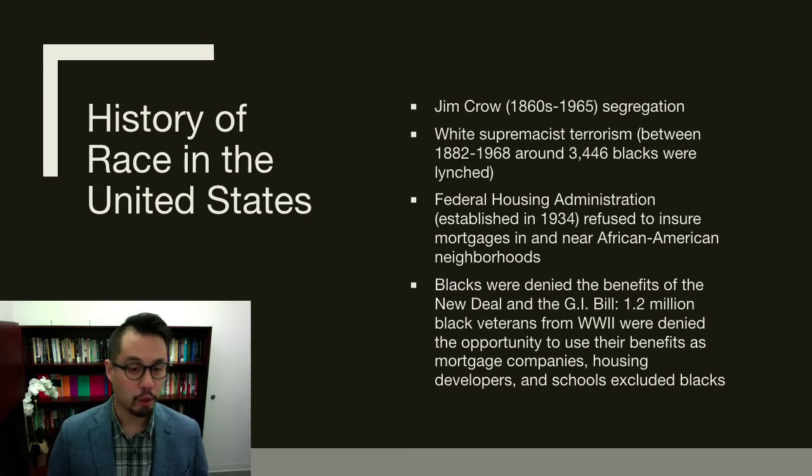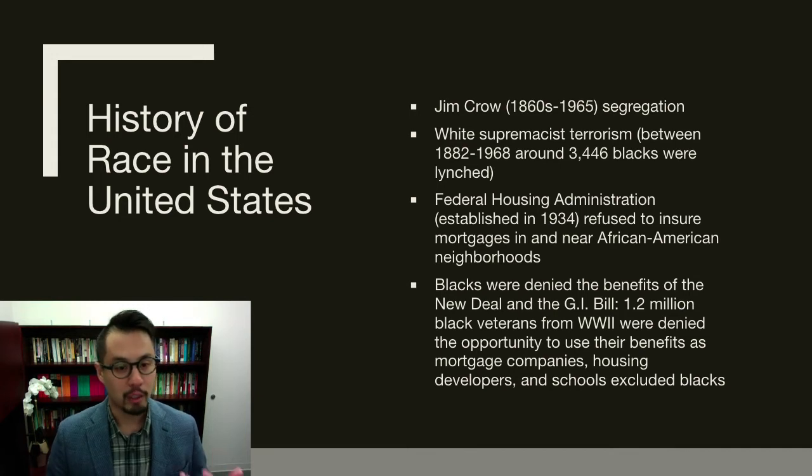However, race also has a unique history in the United States. Now, in addition to the history of Jim Crow segregation, as well as the widespread white supremacist terrorism which happened between 1882 and 1968, the Federal Housing Administration, which was established in 1934, also furthered segregation by refusing to insure mortgages in and near African American neighborhoods, a policy that came to be known as redlining.